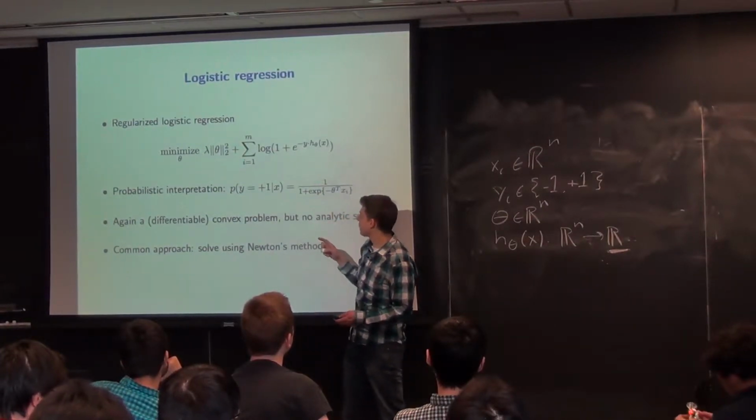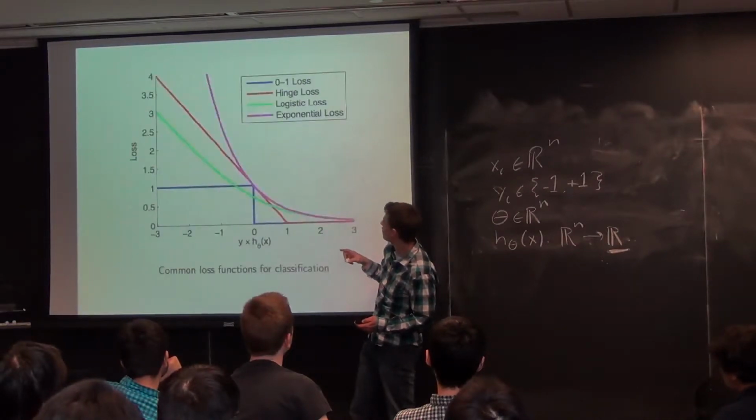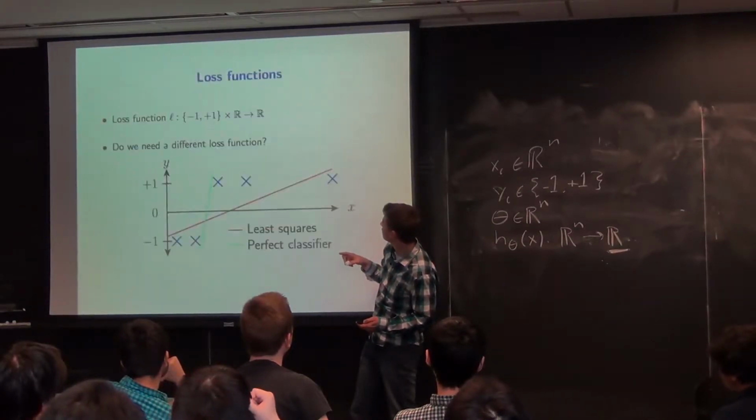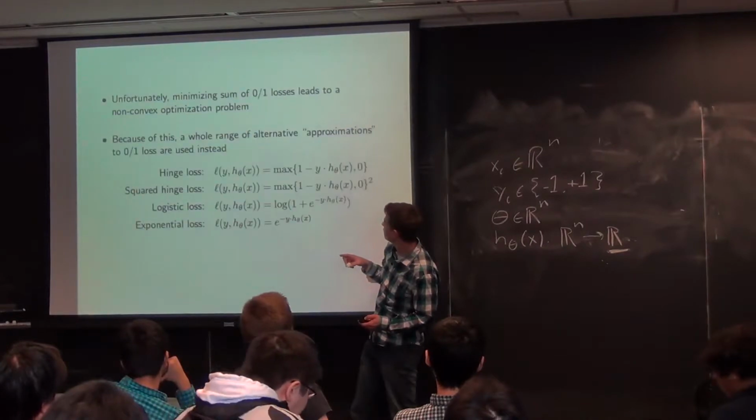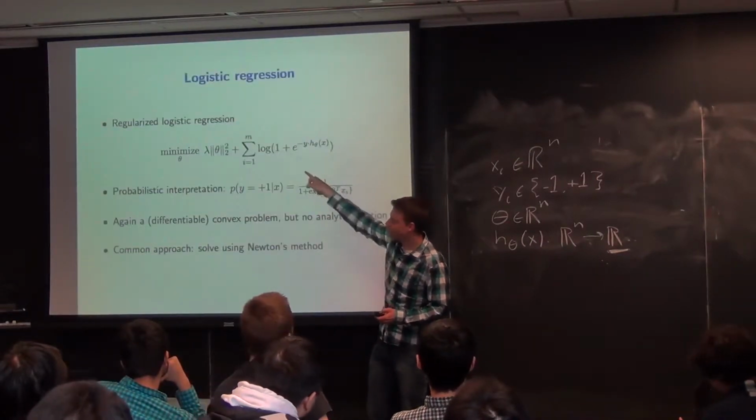Actually, I think I made a mistake. Did I make a mistake here? I think I might have had a 1 minus that. Oops. No, I think I might be right. OK. This ends up being a convex function, right?